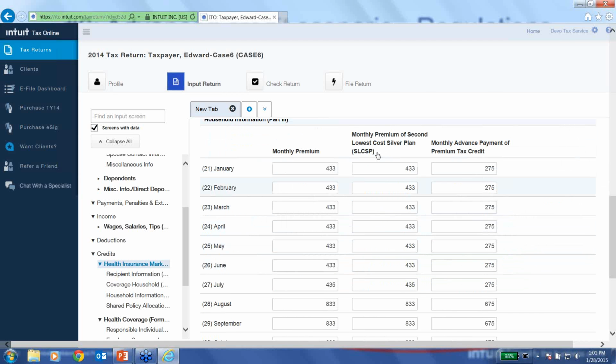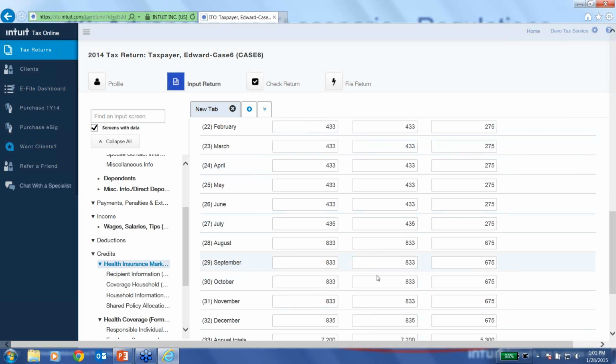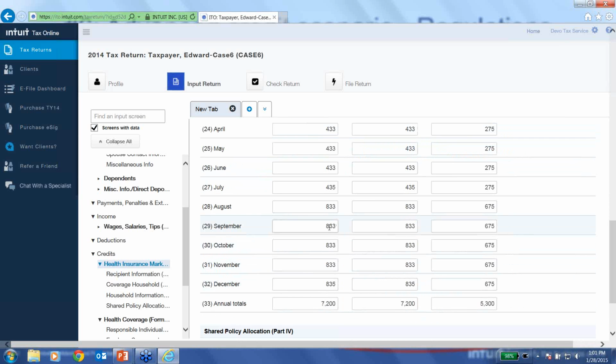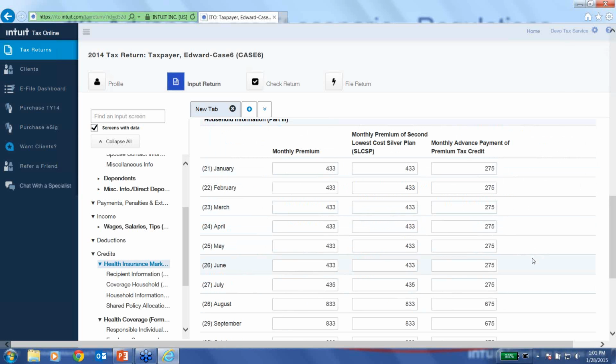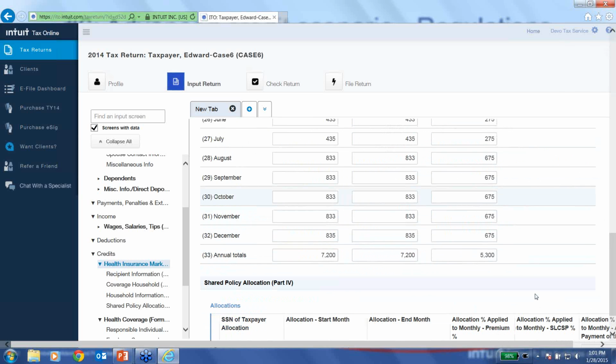So the monthly premiums and the monthly premium second lowest cost silver plan was $433 January through July. We have some rounding amounts here at the end. And then when the dad got included on the plan, it went up to $833 per month for the rest of the year. The monthly advances were $275, January through July, and then $675 for the rest of the year.